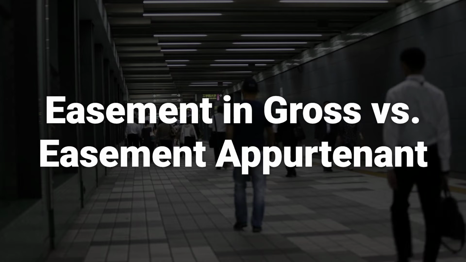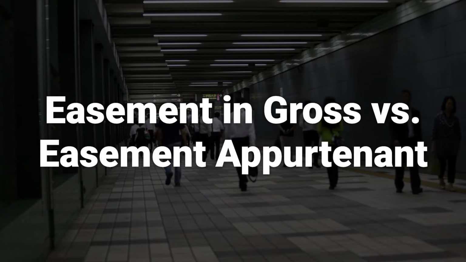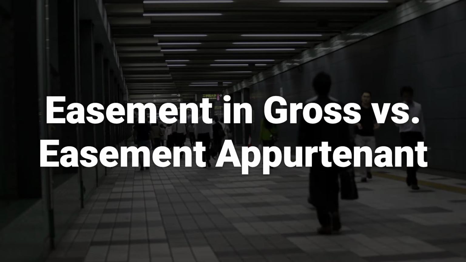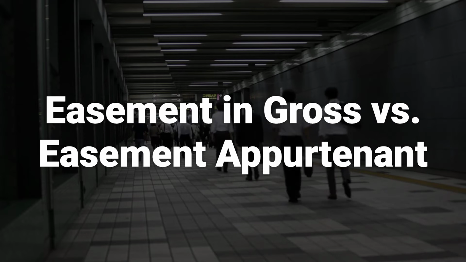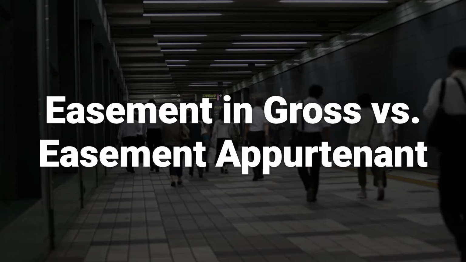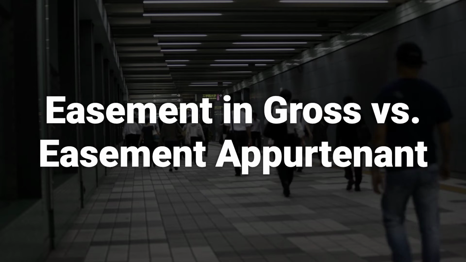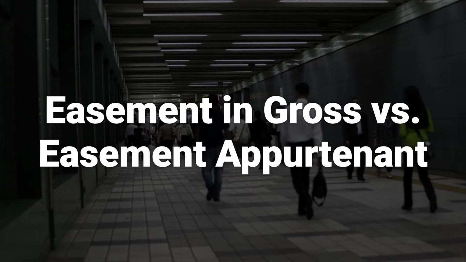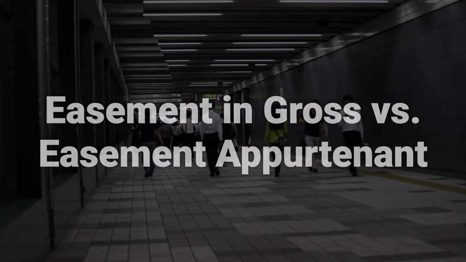Easements in gross grant specific rights to someone other than the property owner, while an easement appurtenant grants rights to the owner of a nearby parcel of property. An easement appurtenant is said to run with the land, meaning that when the easement holder sells their property, the easement rights transfer to the new property owner.